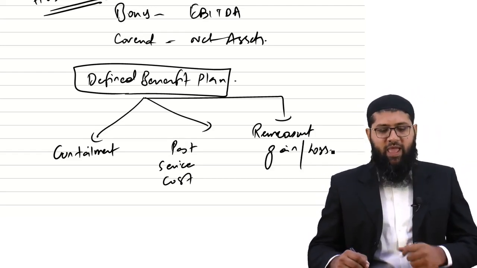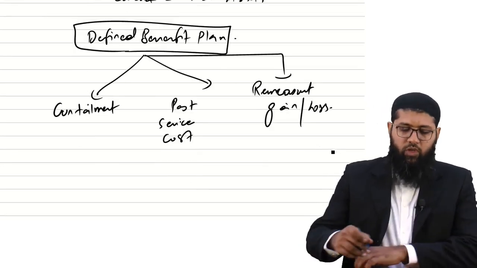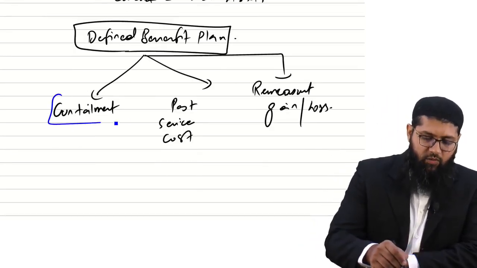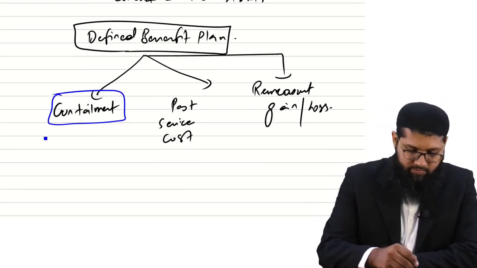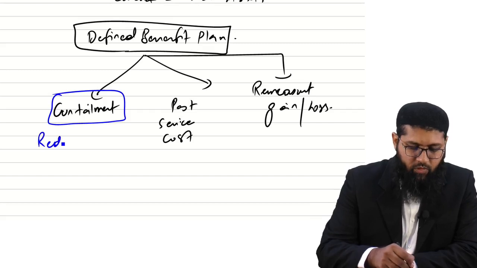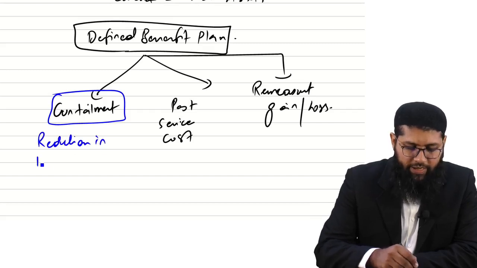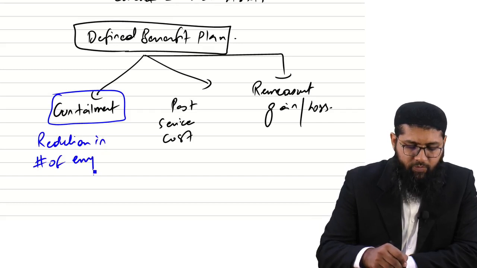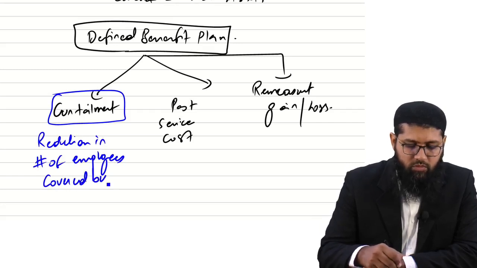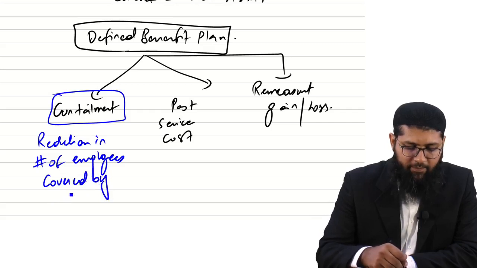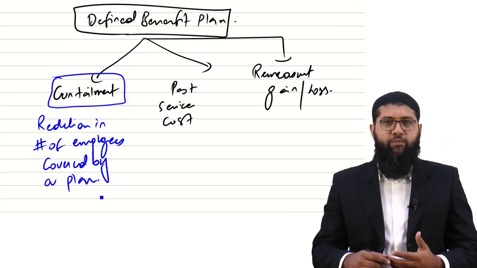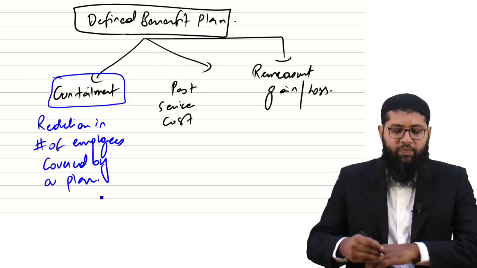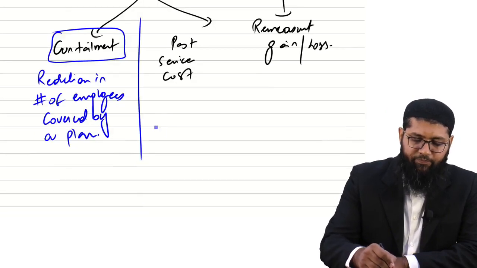One of them is curtailment. What is this curtailment? The curtailment is actually the reduction in the number of employees covered by a plan. So if you've got a plan and you reduce the number of employees who are going to be covered by the plan, that is going to be considered as curtailment.